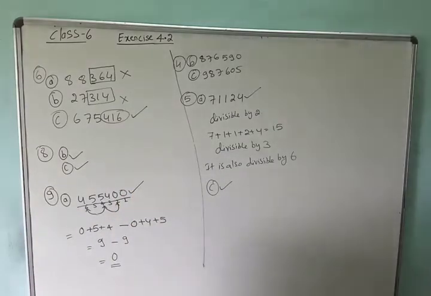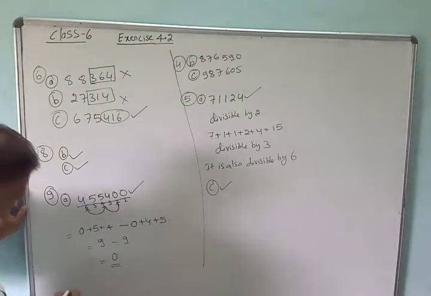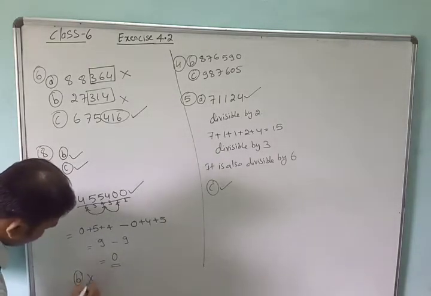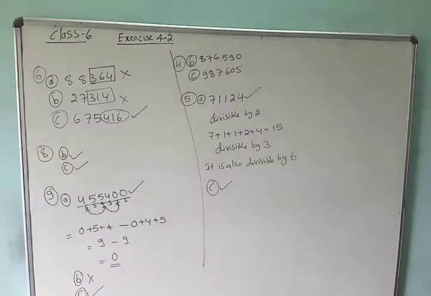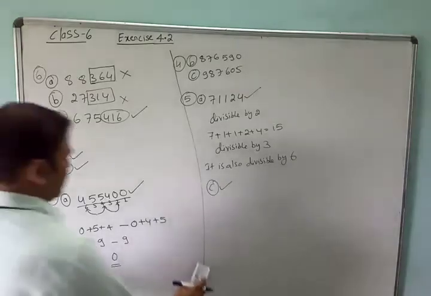Then B and C, you can check it. B is not divisible and C is divisible by 11. So check in the same way. Now come on, next question.